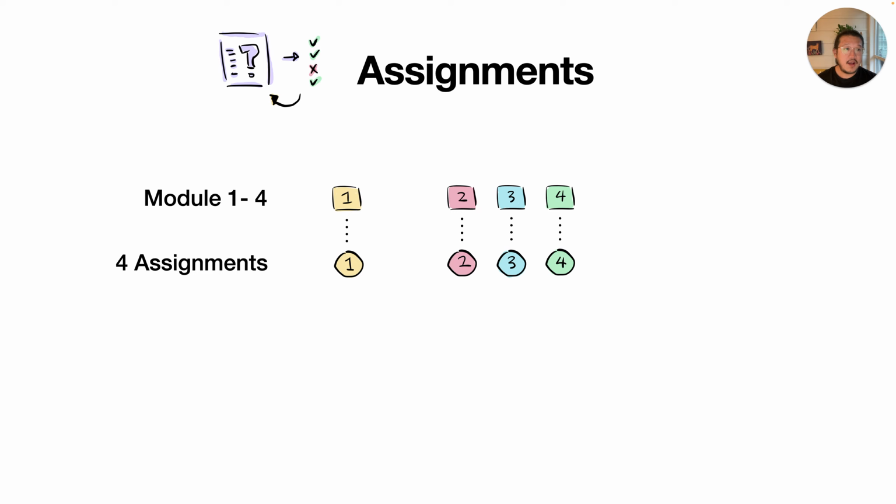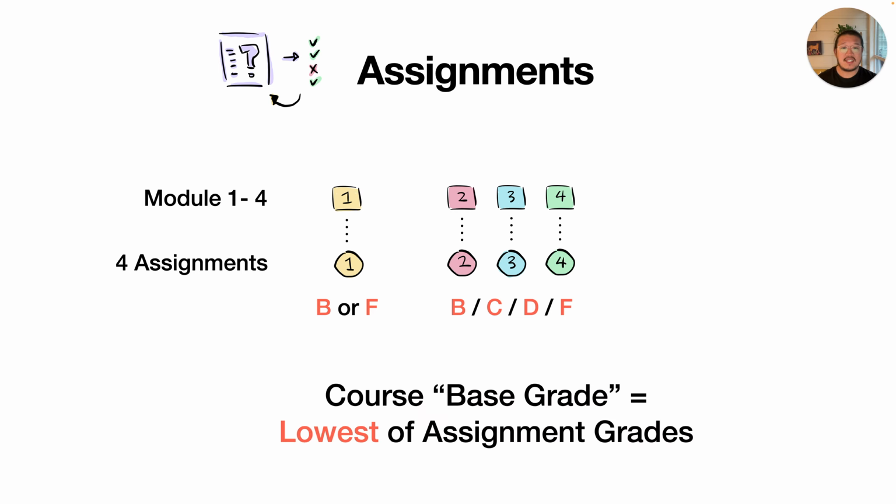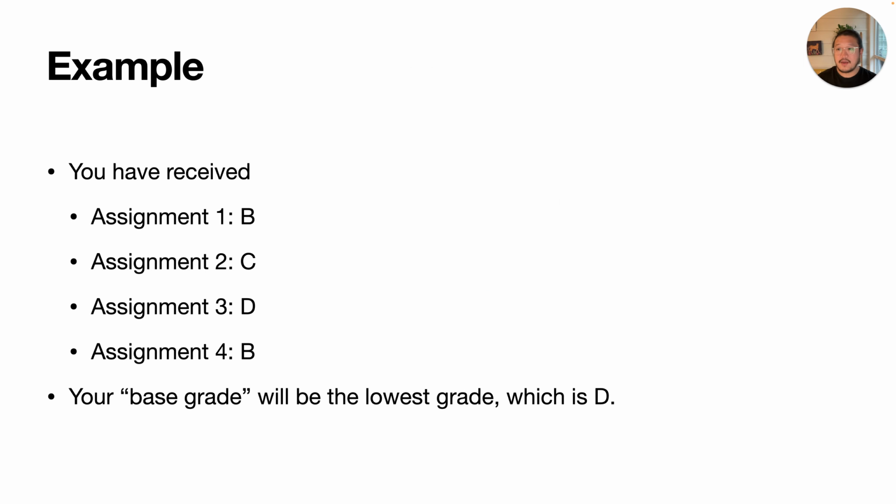Now let's talk about how assignments are graded, right? Module 1 has an assignment that you can either get a B or F. You either get a B or you fail the assignment. And then for 2, 3, 4 you get B, C, D, F. Your course base grade, your overall assignment grade, is equal to the lowest of your assignment grades. So for example, if you have received assignment 1 B, 2 C, 3 D, 4 B, your base grade is going to be the lowest grade, which is D, right?